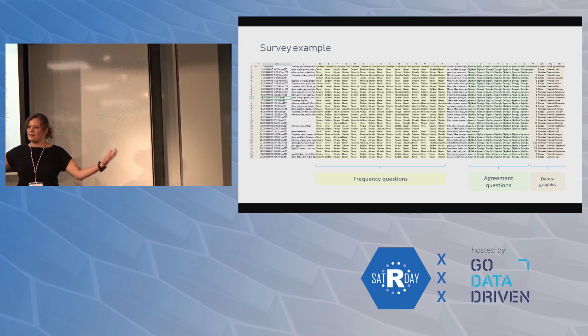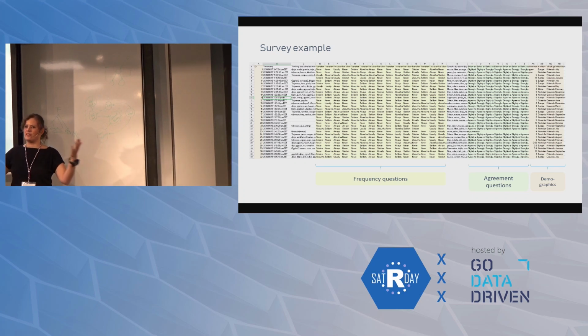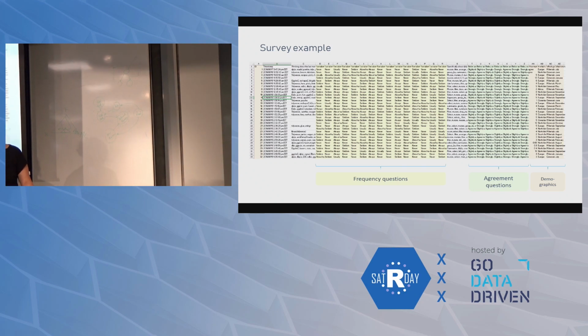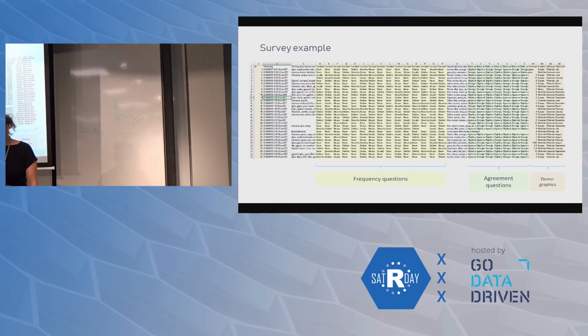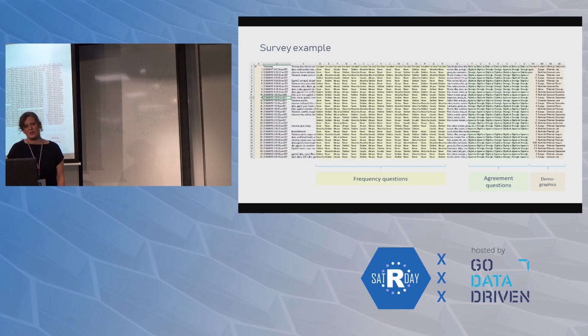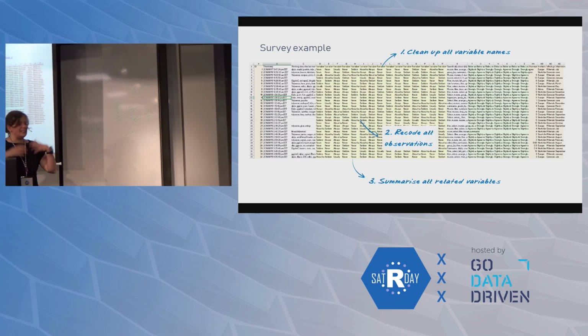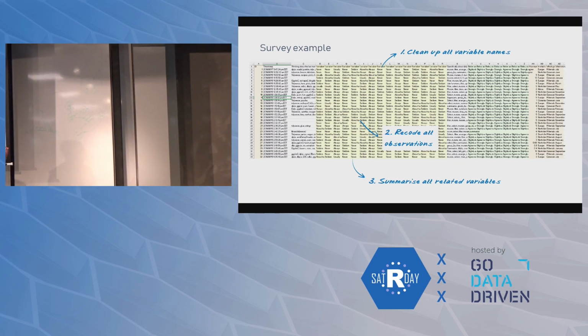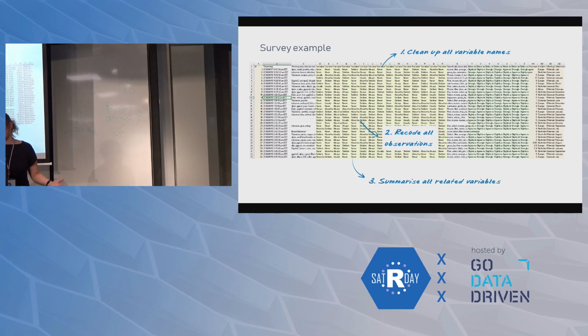If you try to make this whole thing from wide to long, it's almost impossible, and if you try, you're going to end up with a big mess. And really, all I wanted to do was clean up all the variable names, because I'll show you in a second, it's a mess. I want to recode all of those observations, and I want to summarize the variables. It shouldn't be that hard.